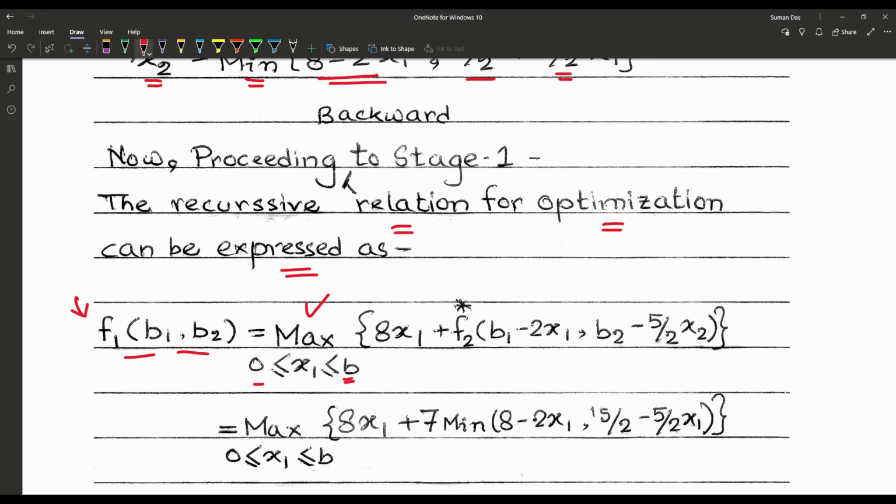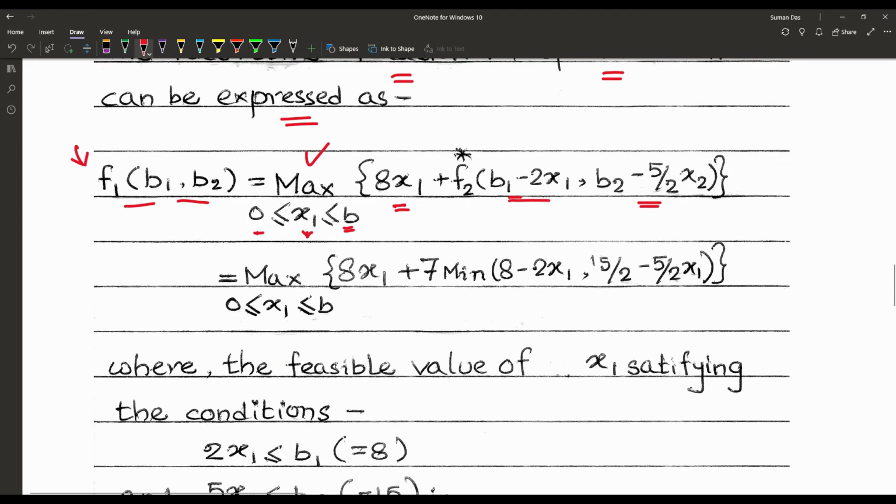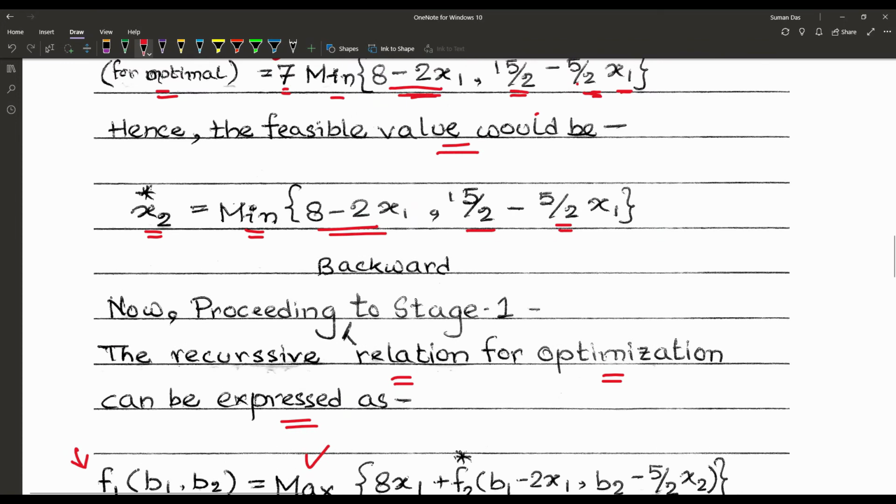x1 belonging to the closed interval 0 and b, and that is equal to 8x1 plus f2 star of b1 minus 2x1 comma b2 minus 5 by 2 x2. So here the maximum is equal to 8x1 plus f2, where f2 of b1 minus 2x1 comma b2 minus 5 by 2 x2 has already been found.